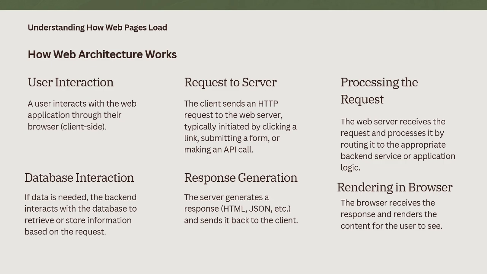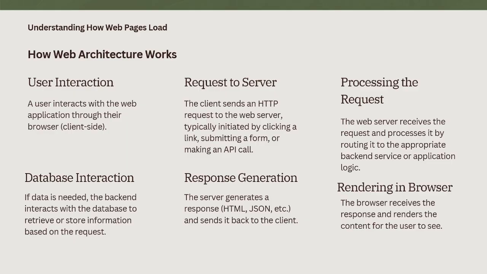So a user interacts with the web application, the website, and then the client sends an HTTP request to the web server. After the request is sent to the web server, the server receives the request, processes it, and routes it to the appropriate application. Then the database, that's if it's needed. Let's say a web app needs a database, but a website doesn't. Some websites don't, but web apps need databases.